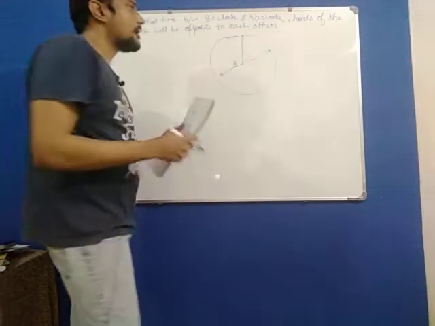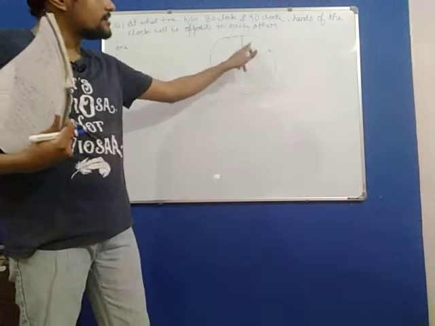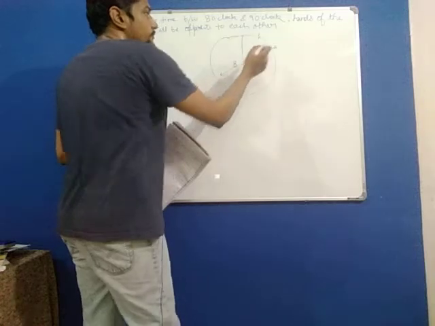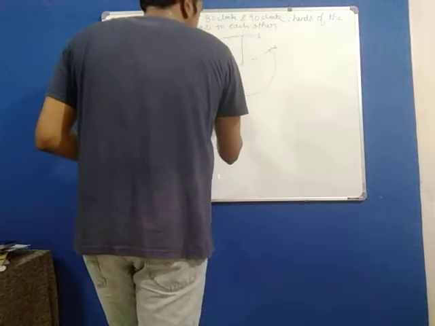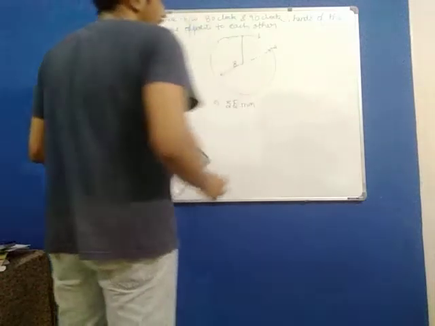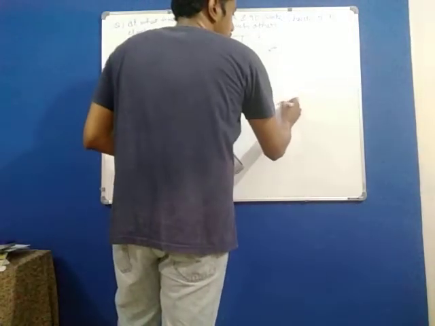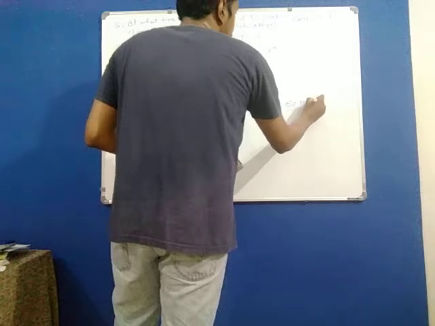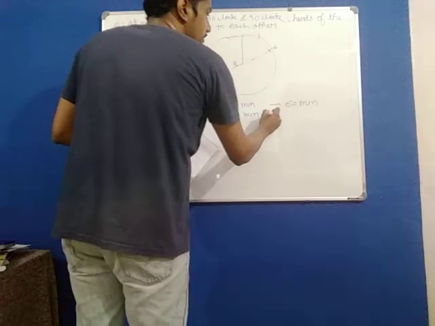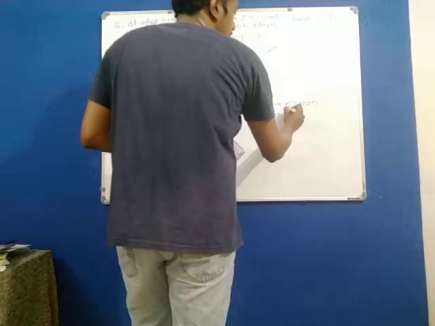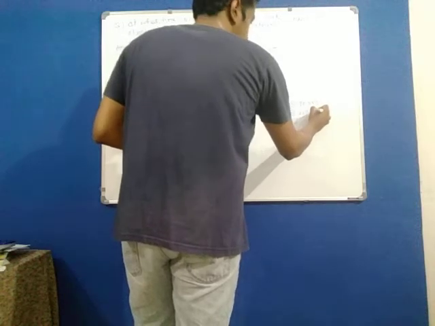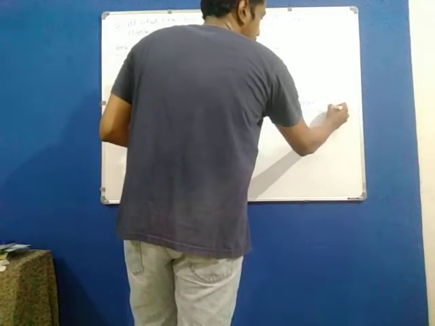When the minutes hand has travelled 10 minute spaces, it comes here, at 2. So again we will apply the same thing: 55 minute spaces are gained by the minutes hand over the hours hand in 60 minutes, and thereby 10 minute spaces will be gained by the minutes hand over the hours hand in 60 by 55 into 10, that is nothing but 10 by 11 minutes.